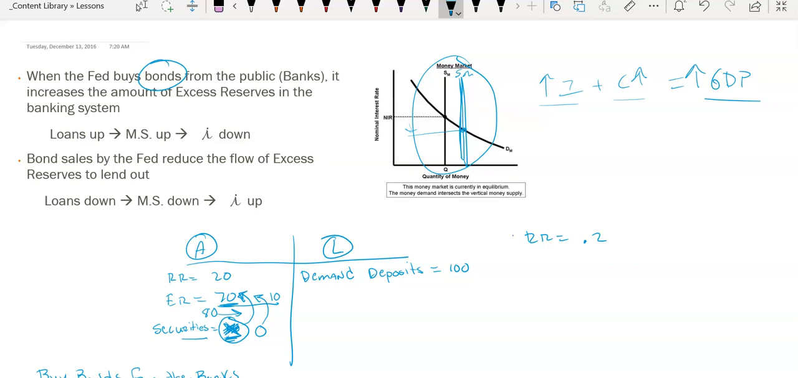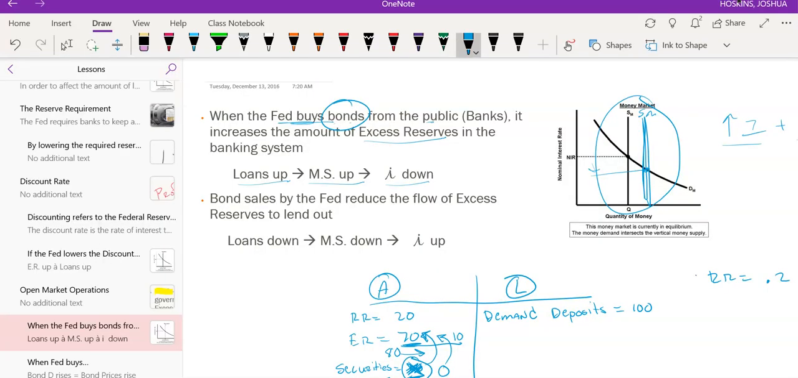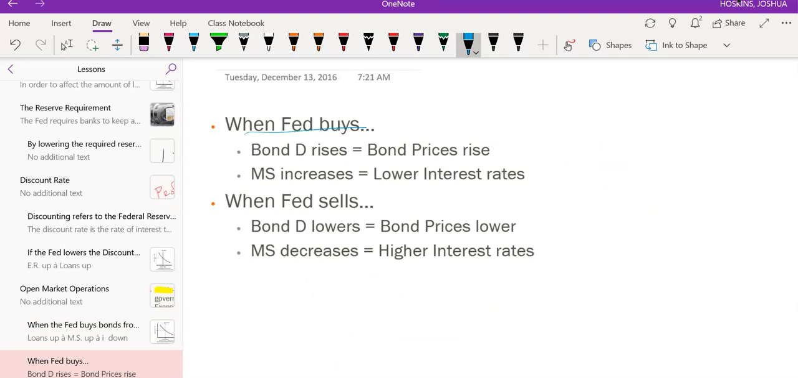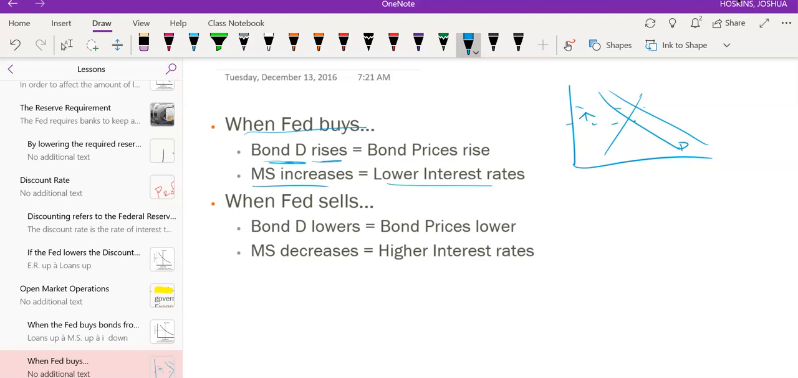All right. So if you buy bonds, the Fed is buying bonds from the public. That is increasing the excess reserves, which increases loans, which increases money supply, which drives the interest rate down, which drives real GDP up. All right. So one last thing on that component is, when the Fed buys the bonds, the bond demand is rising, right? And when the demand for something goes up, the price goes up, right? That increases the money supply, it lowers interest rates.